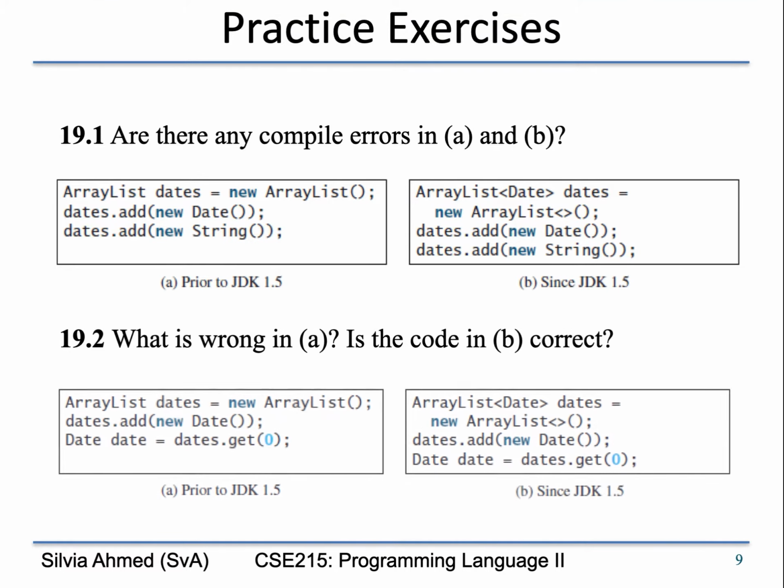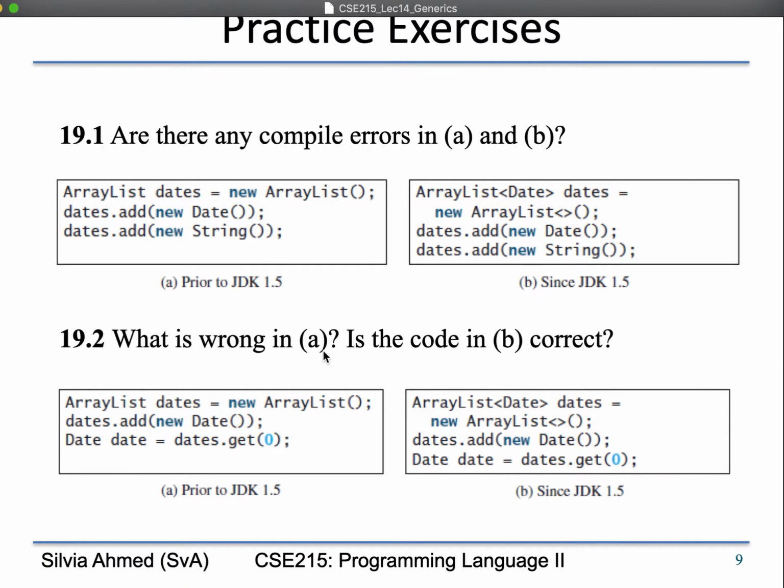The next problem: what is wrong in A? Is the code in B correct? So again, you can pause the video and think about it. So in A, which is prior to JDK 1.5, that means without generics, we are again creating an array list named dates. Then we are adding a date object, so it has no problem.